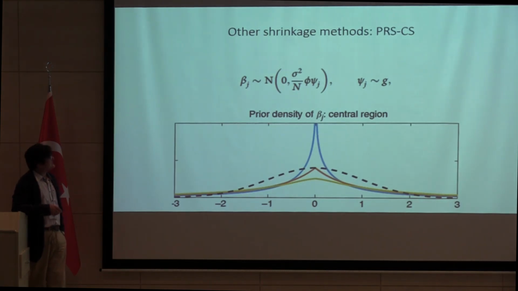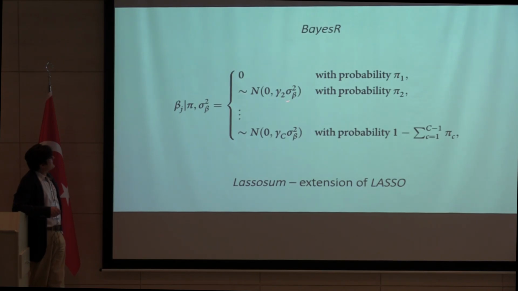Very briefly, I'm almost out of time, I'll go through other methods. So PRS-CS is a method working quite well in our hands. It's a Bayesian method, but with a very flexible prior, so it allows a lot of different shapes, not only spike and slab, and that works quite well. There's BayesR, where you have multiple variance scales, and you can now use functional information about SNPs in your mapping. So again, it's a Bayesian method.